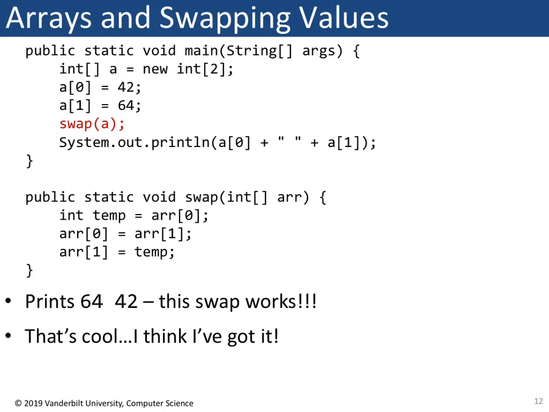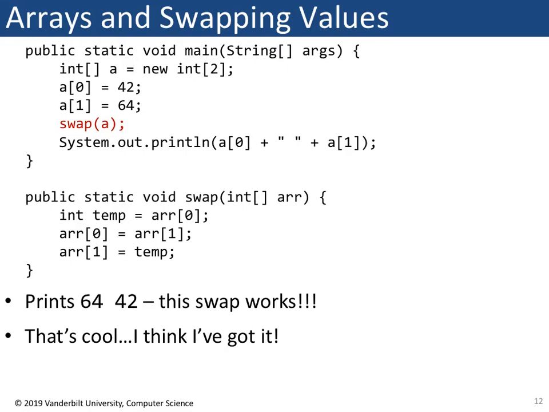And we come back out and we print element 0 of A and element 1 of A, and it prints 6442. So this does swap the values in element 0 and element 1, not just inside the method, but also in the caller. So in this case, the main was what called swap, so the main is the caller, and when we come back to the caller and we look at array A, the values are swapped in the caller just like they were in the method that we called.